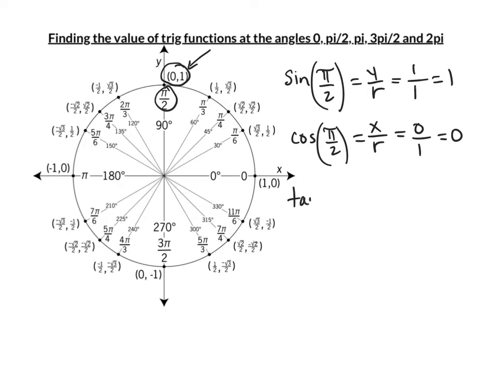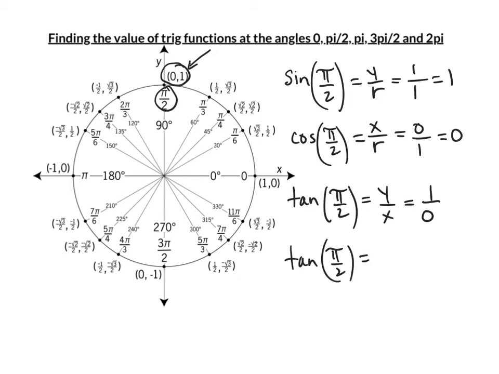Now if I do the tangent of pi over 2, in the unit circle, tangent is y over x. And if I look at the ordered pair, the y value is 1 and the x value is 0. And we can't divide by 0. That means that the tangent of pi over 2 is undefined. And remember, when we do WAMAP, undefined is DNE, does not exist.